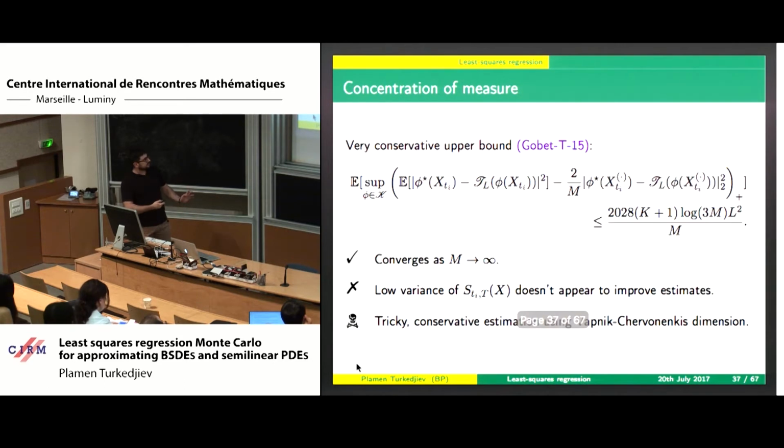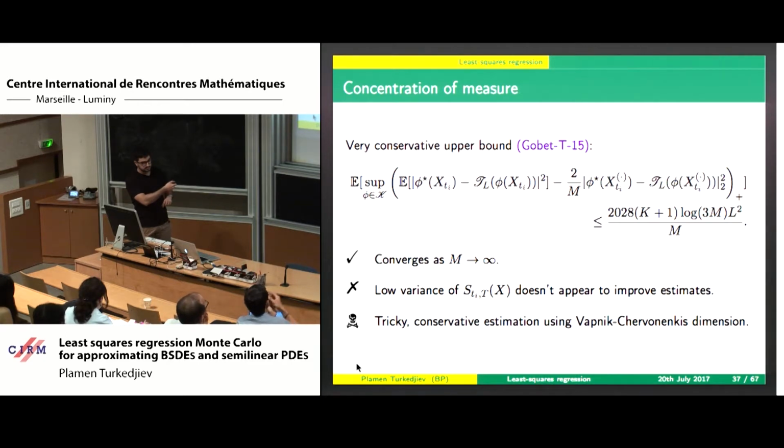Unfortunately, in the very general setting, we have to work with these kind of estimates, or at least I haven't been able to improve them, nor has anybody I know. Yes? I'm getting lost with the notation, so just to be sure, here we are taking into account the Monte Carlo. Yes, so this is the Monte Carlo generated norm.